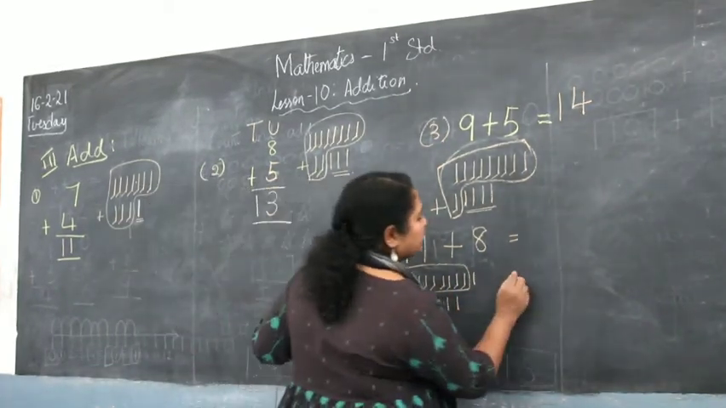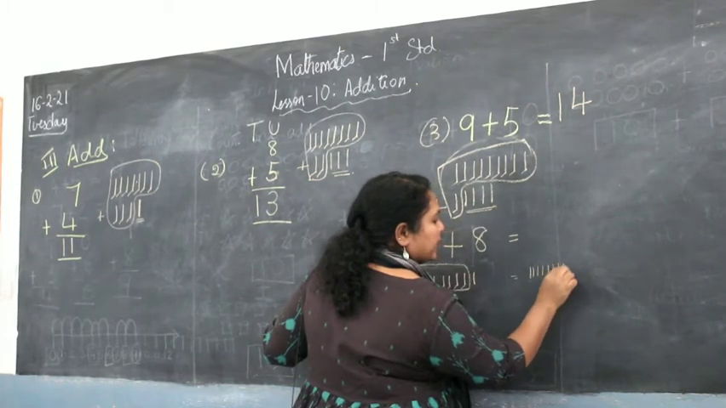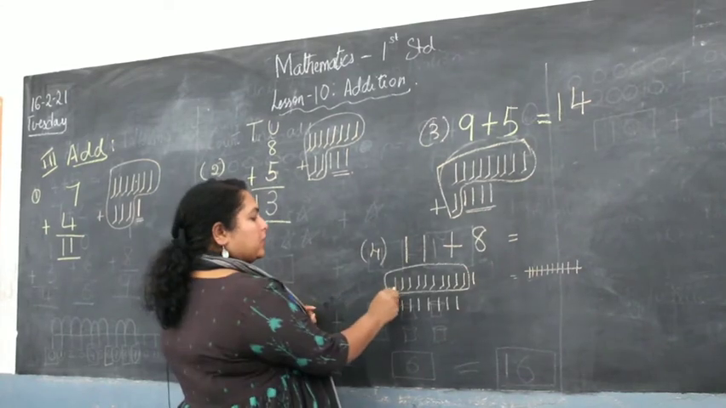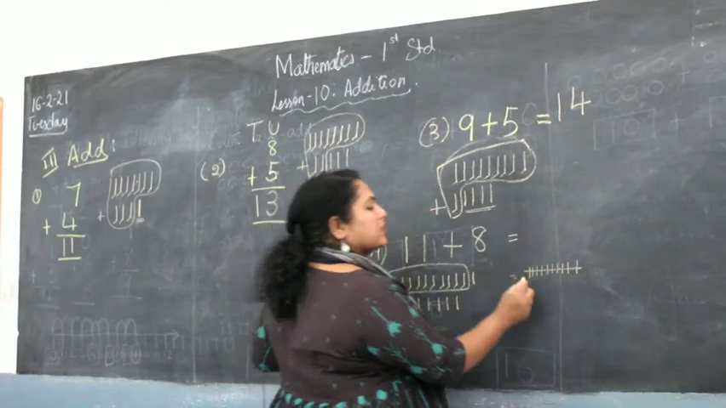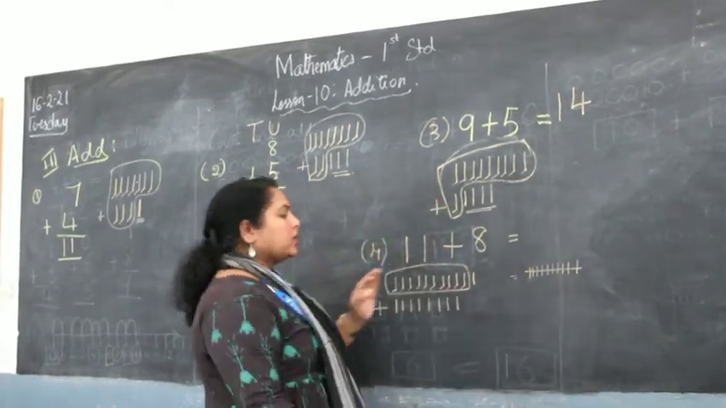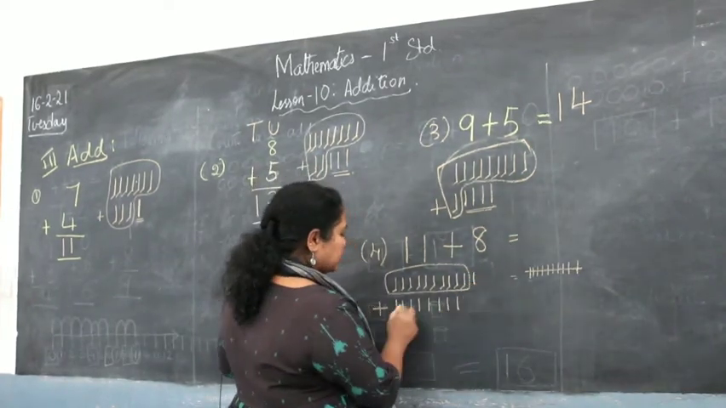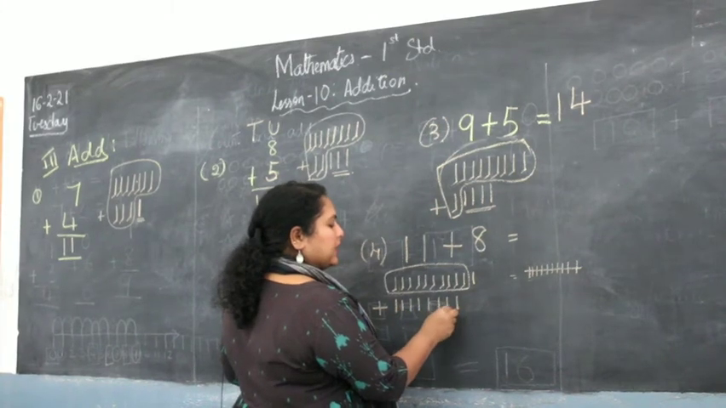So I have 10. 1, 2, 3, 4, 5, 6, 7, 8, 9, 10 is one group. So I am writing 10 sticks here. I am drawing and making it as one group. Now other than 10, how many more do we have? We'll see. 1, 2, 3, 4, 5, 6, 7, 8, 9.